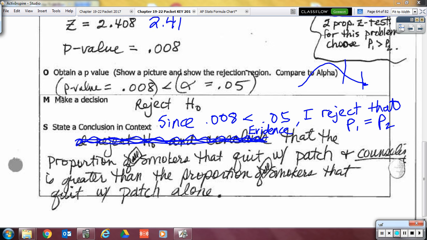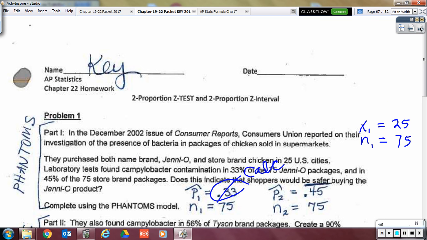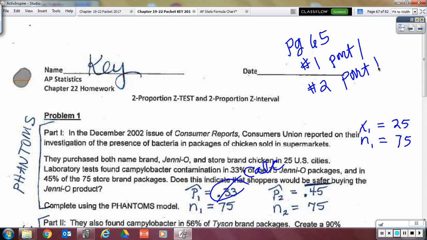Okay, so that's the phantoms. That's all I wanted to show you today. I want to show you the panic model tomorrow. And so your assignment, let's go over here to page 65 real quick and have a little discussion about your assignment. I want you to do just the phantoms. So I want you to do problem number 1, part 1, problem number 2, part 1. Okay, there are 2 problems here.